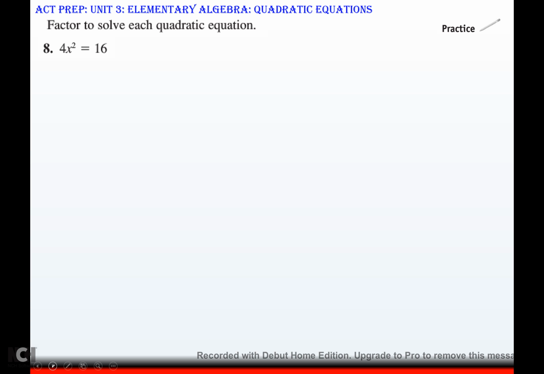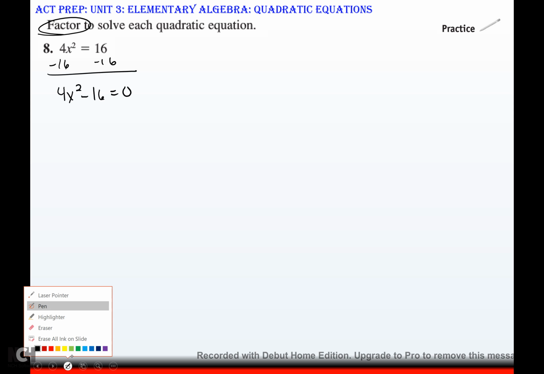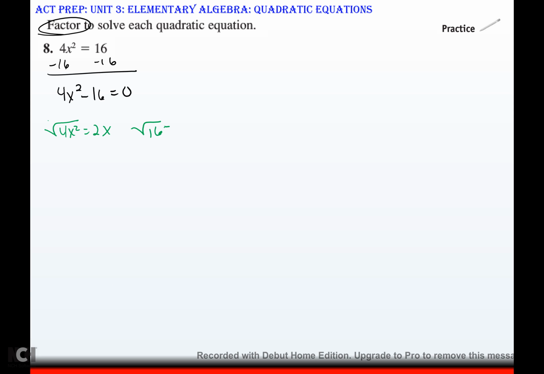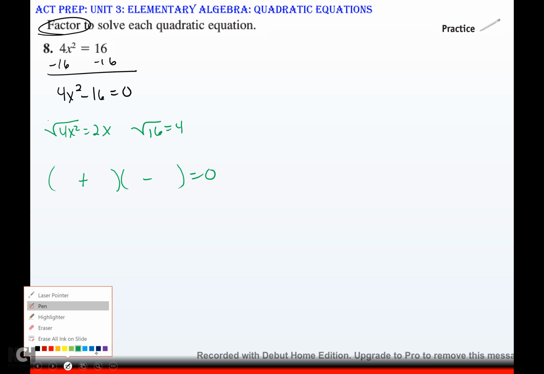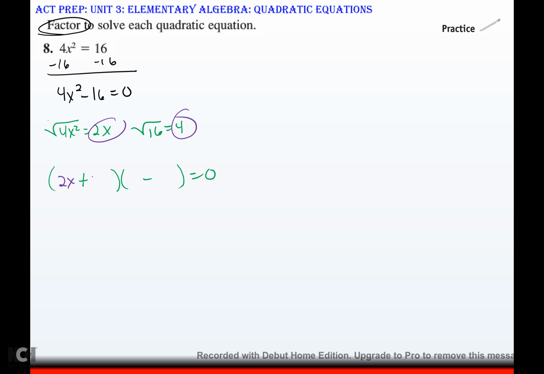Alright, so we solve this one again. If you're told to factor, I mean, there's another way to solve this, but if you're told to factor, that means you've got to get 0 on one side. So minus 16, I get 4x squared minus 16 equals 0. Now I can see that I have difference of squares, because the square root of 4x squared is 2x. The square root of 16 is 4, so they're perfect, which means binomial, plus and minus. And my terms are going to be 2x plus 4 and 2x minus 4.